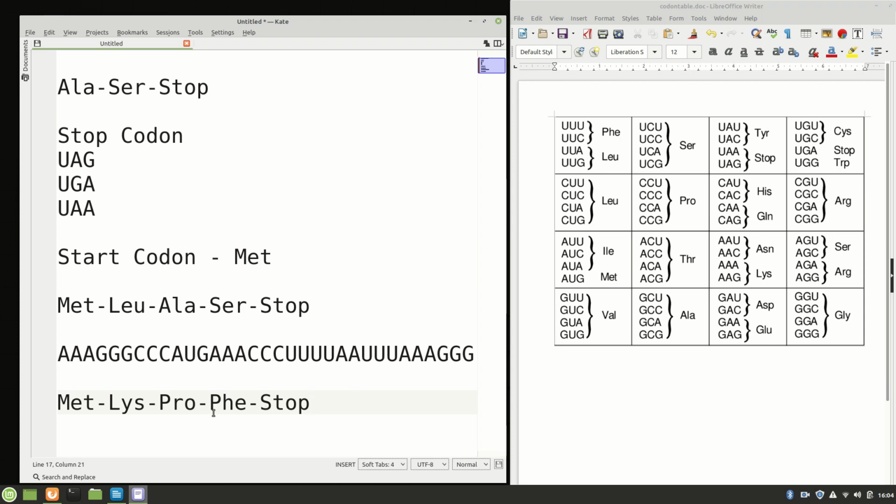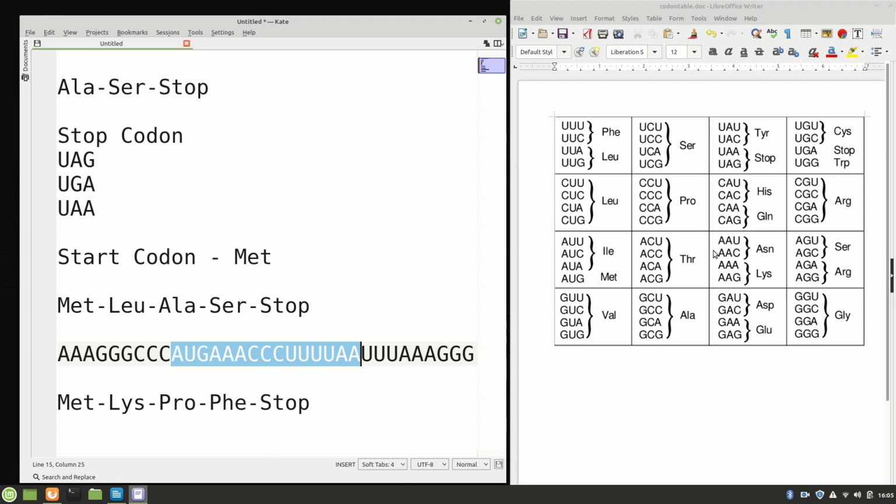So after you get to the stop, the UAA, you don't read anything after that. These are not read, and anything before the AUG, these are not read. Only the region between here is read by the ribosome. This one is a methionine always, and this one won't code for anything. The last 3, they're the stop. All right, so what are the 4 amino acids in this protein? They are methionine, lysine, proline, and phenylalanine, or these are the abbreviations.